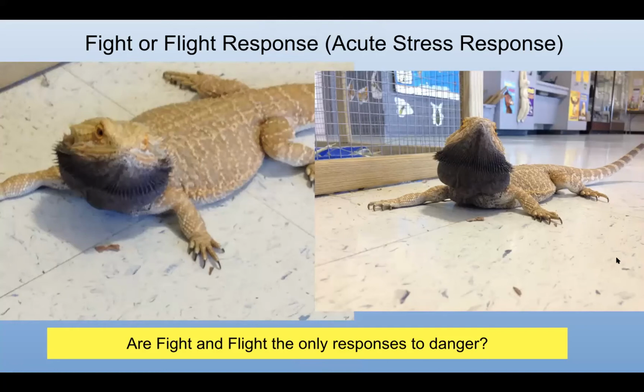And that was his reaction to me, basically telling me to back off and leave him alone, because he didn't want to go back inside his terrarium for the end of the day. So that's a reaction he had to a stressful situation of me trying to put him back inside his little container or his habitat that he lived in. Now, do you think fight and flight are the only responses animals have to danger? So there's actually quite a few.